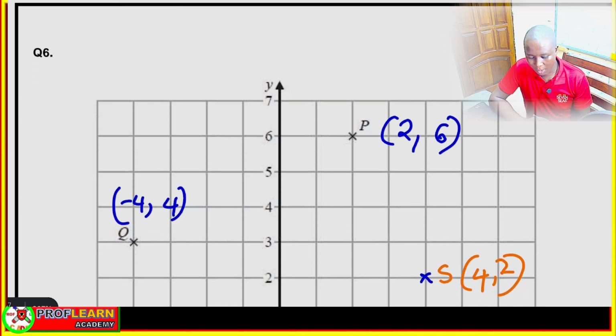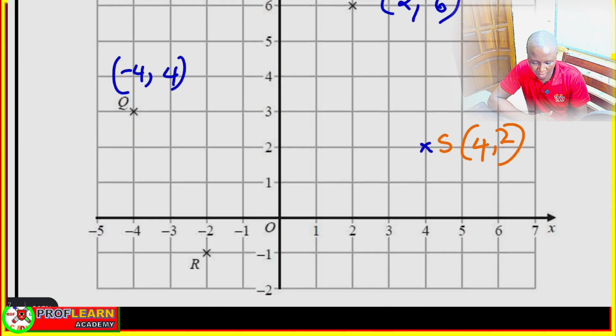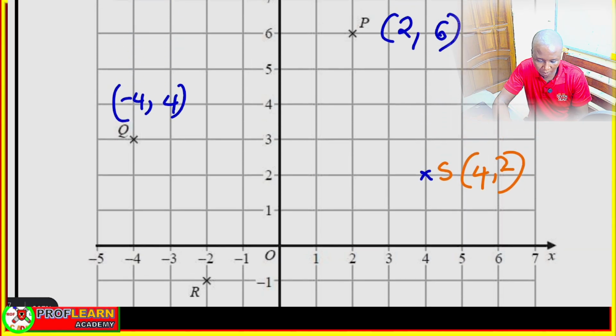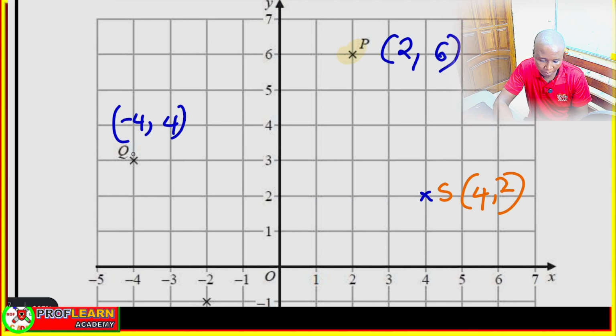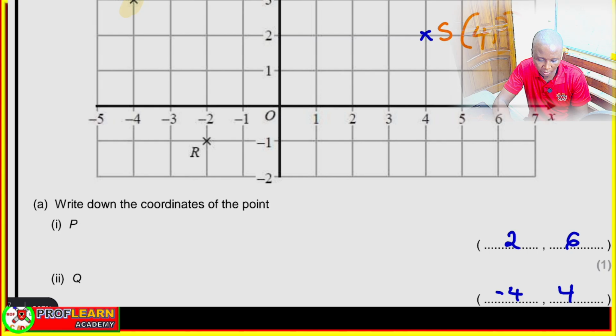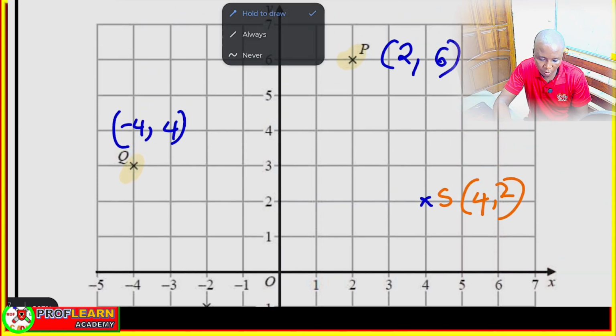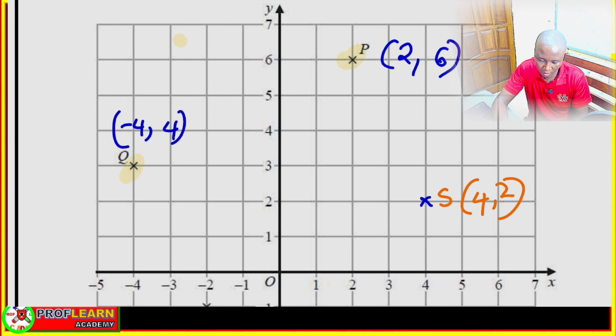You need also to pay close attention to questions to do with plotting coordinates and also reading coordinates from a grid. And you can see here we are given different points. We have a point P and a point Q, which we are supposed to read their coordinates. For you to do that, you need to check what is on the x-axis down here. You read that, and also you read what is on the y-axis there. So you can see x is 2 and y is 6.